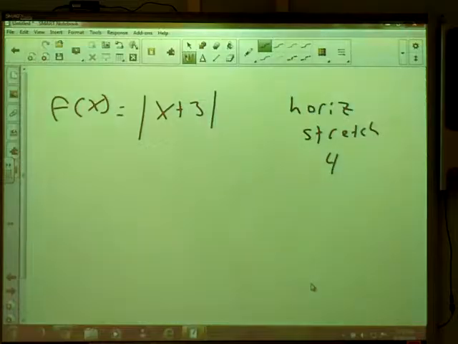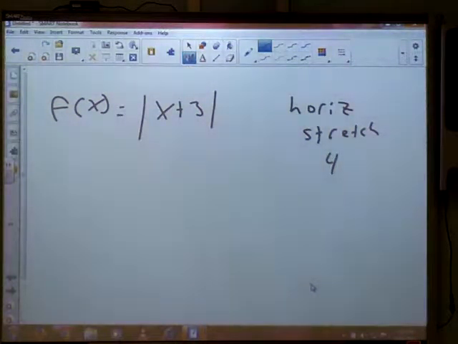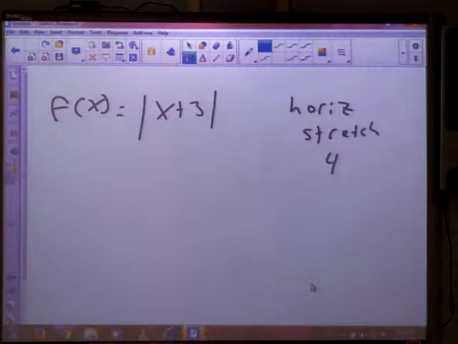Let's see, everything else stayed the same. Right. It's horizontal. We need to do the reciprocal, and then that'll go on horizontal. It just goes in front of the x. So you just put it in front of the x. So it's just 1/4 x plus 3.